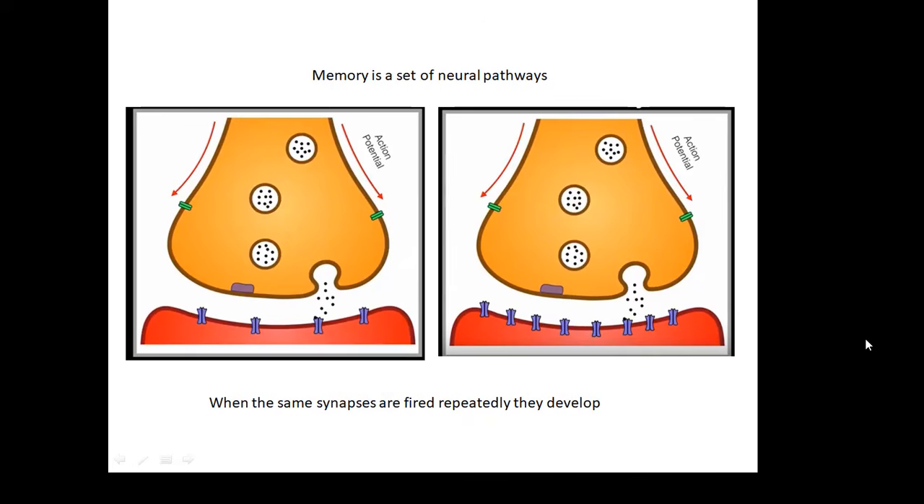Memory is a set of neural pathways. Now, what does that mean? That basically means if a synapse is fired again and again and again, look at what difference it makes. Can you see what difference it makes on the diagram? Basically, there are more receptors. Okay, so the link between them is more established. The synapse becomes more established. And that basically means, well, that's what memory is. That link between the synapses sticks. What's the capital of Japan? Tokyo. There you go. It's more established.